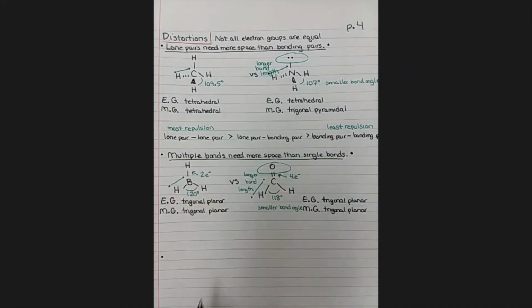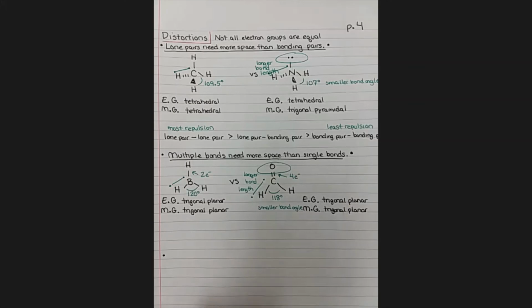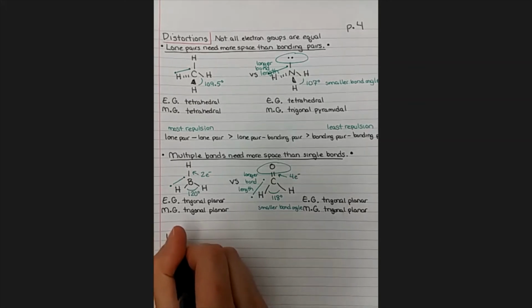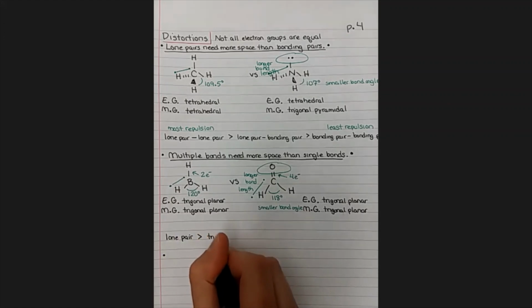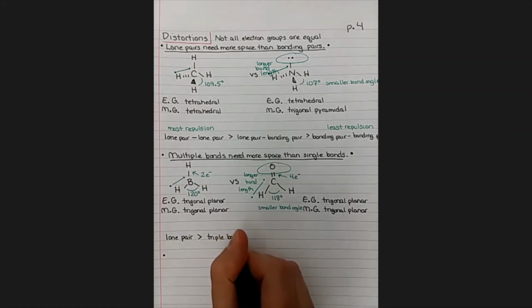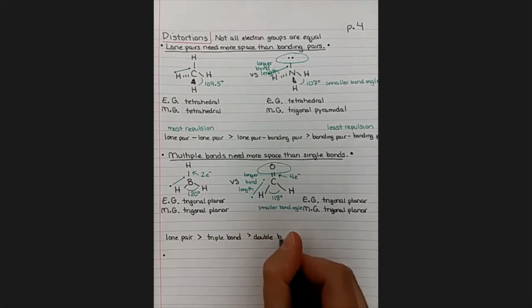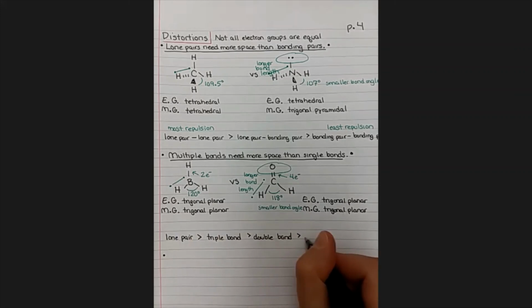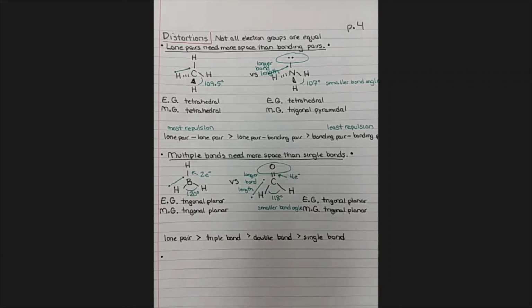than 2. And so if we were to rank things by how much space they need, we would still put lone pair at the top. Lone pair needs more space than anything because it is unrestrained by a second atom. And then the triple bond would need the most space out of all of the bonding pairs, followed by the double bond, followed by the single bond. So lone pair needs the most space, multiple bonds need even more space, and single bonds need the least amount of space.